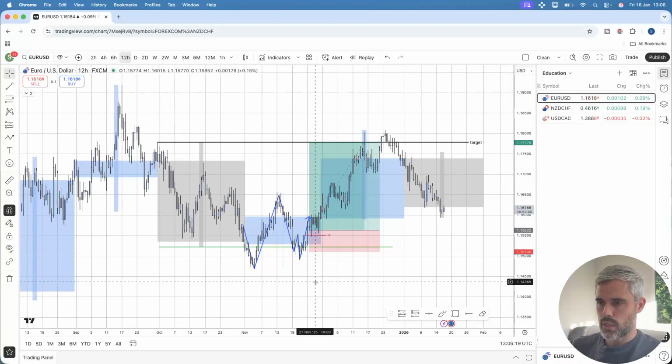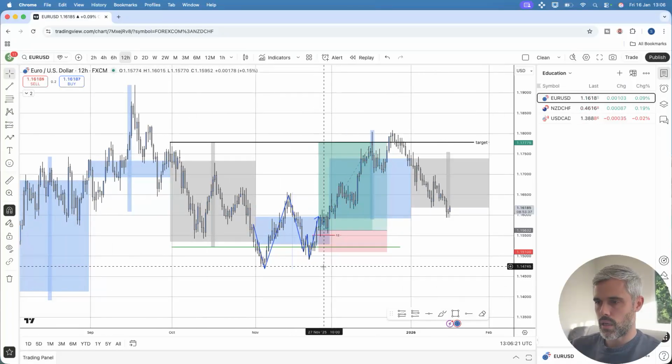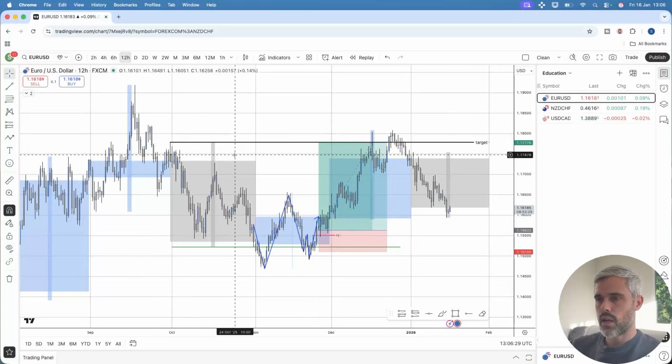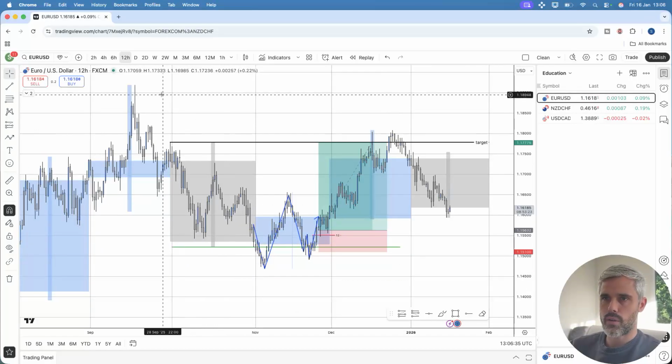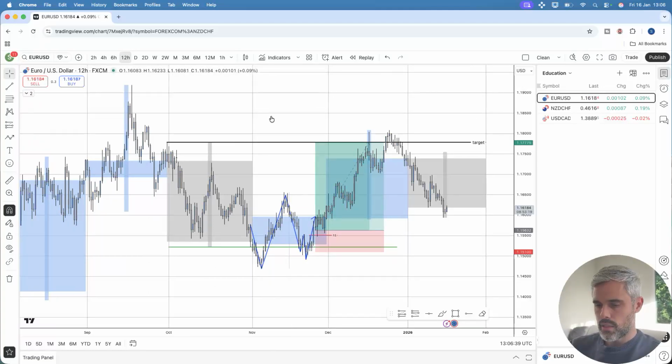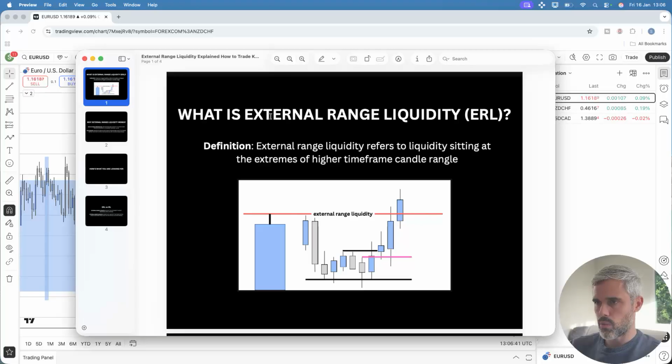So that is using external range liquidity and lower time frame price action to take high probability trades in the market. And you'll see that I'm executing on the 12-hour time frame, and I'm overlaying the monthly time frame. So I'm using higher time frame as my monthly candle, and then lower time frame in this instance as my 12-hour time frame. Let's just run through why this works.